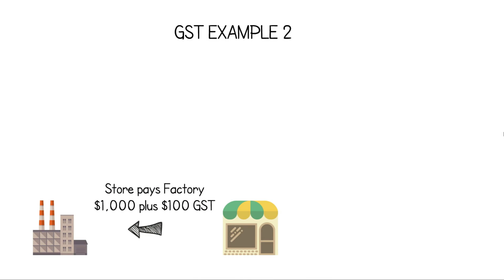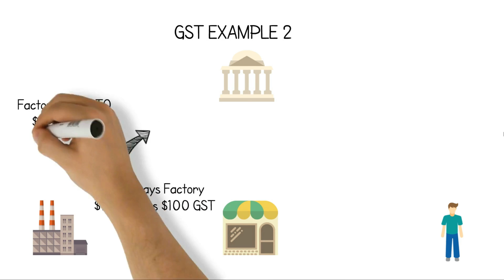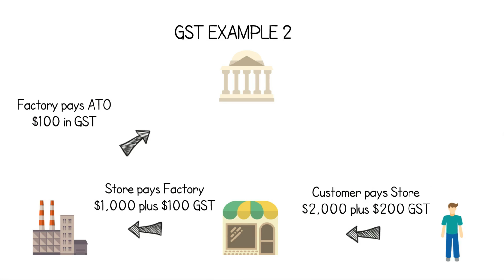Normally, products are bought and sold many times before they reach the consumer. So say the factory sells the TV to the store for $1,100 including GST, the factory would then owe the ATO $100. When the store sells the TV to the customer for $2,200 including GST, the customer has paid $200 in GST and $2,000 for the TV.